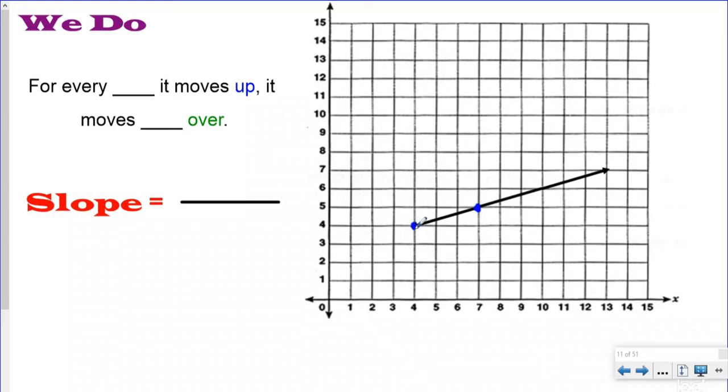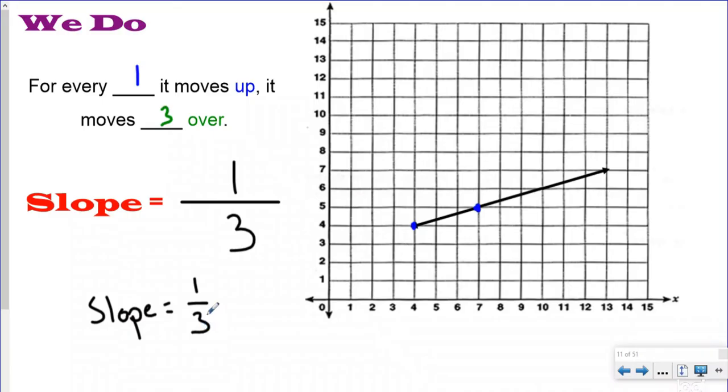And so for every 1 that it moved up, it moves over 1, 2, 3. So we would say that our ratio is for every 1 that it rises, it moved over 3. And so our slope for this line is actually just going to be a fraction, and that's okay. It's going to be 1/3.